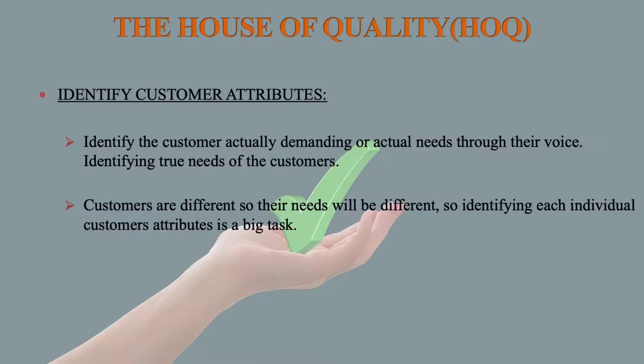Step 1. Identify customer attributes. So identify the customer's actual demands or needs through their voice. Identifying true needs of the customers. Customers are different, so their needs will be different. So identifying each individual customer's attributes is a big task. For example, suppose there are different car manufacturers, and a manufacturer is developing an engine, so he has to satisfy each and every customer.